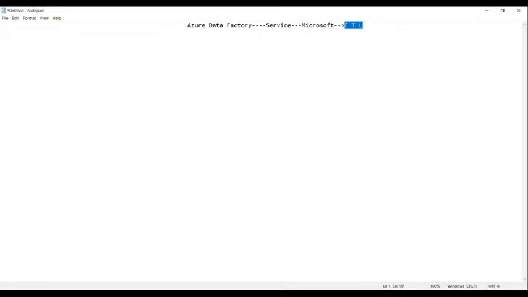So what is ETL? Basically, ETL stands for extraction.